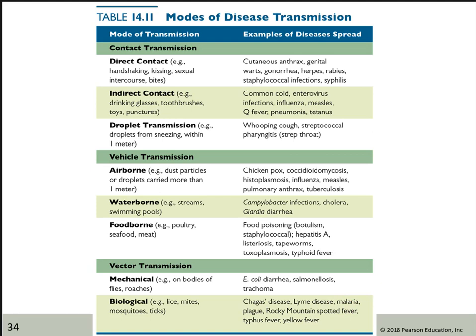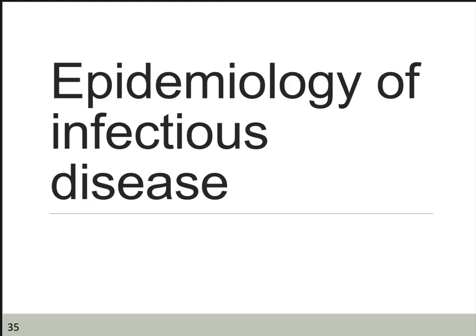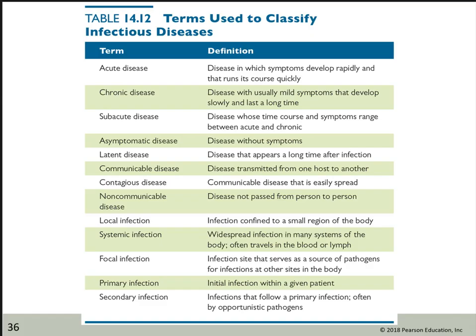So now let's talk about the epidemiology of infectious disease. This is really going to discuss the transmission, or the spread, of diseases. Again, there are some vocabulary words. We have acute disease, a disease in which symptoms develop rapidly and run the course quickly. That could be something like the common cold. The common cold virus infects somebody and then is passed within a couple of weeks.